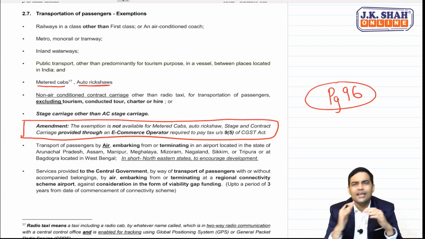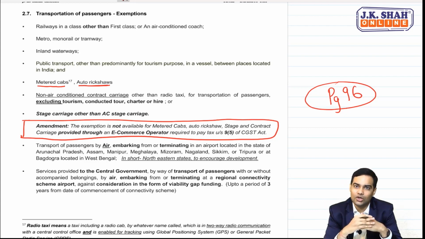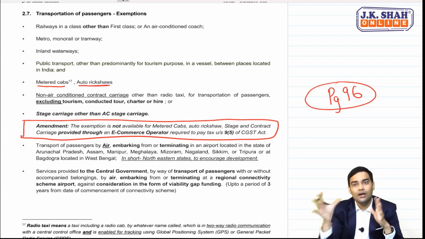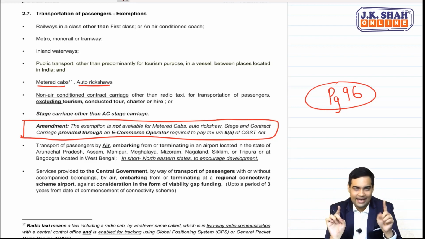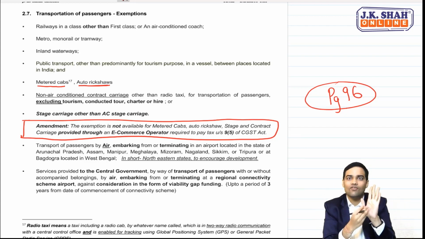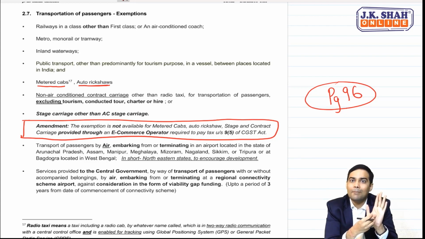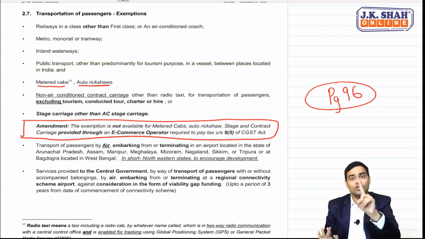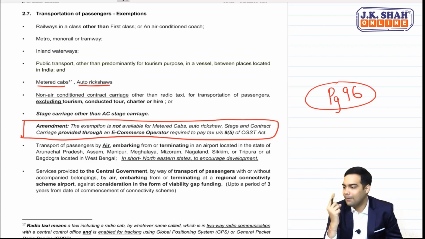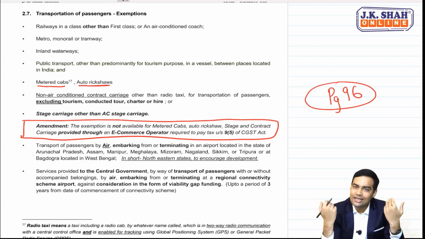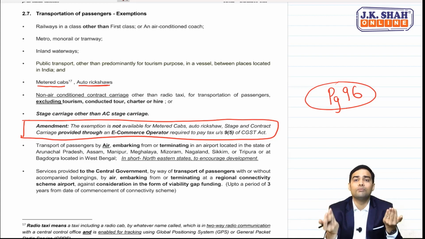Sir, what is contract carriage? Private buses where normally it is pre-booked, like Bangalore to Mumbai, Mumbai to Pune, normally pre-booked. Those are contract carriage. And stage carriage is public buses which run in the city, people get in and step down at each bus stop. That's why it is called a stage carriage. So, non-AC contract carriage and non-AC stage carriage also enjoyed an exemption, whether you take it directly or through e-commerce operator like Redbus. You have come across an app, Redbus, where you can book a bus ticket. That enjoyed an exemption if it was non-AC contract carriage or stage carriage. Metered cab, auto enjoyed an exemption irrespective of where you take it or from whom you are taking it.